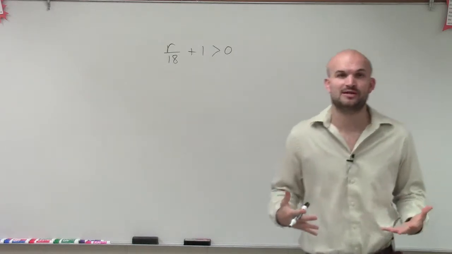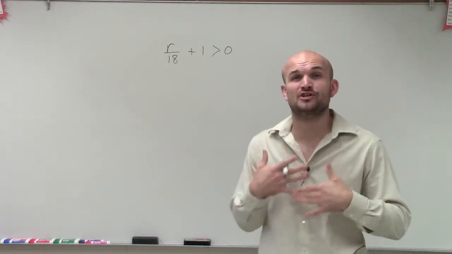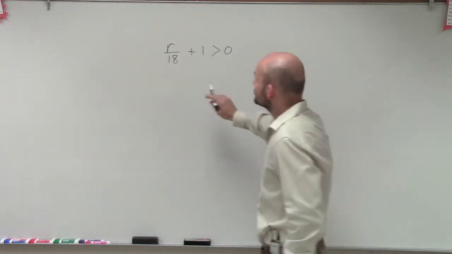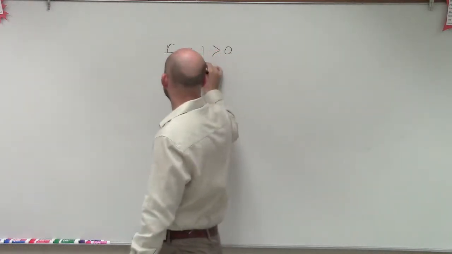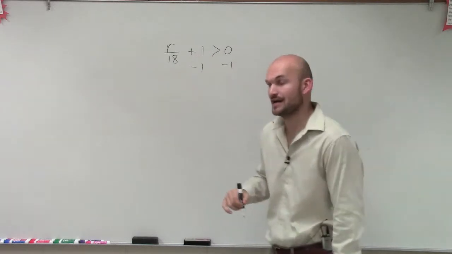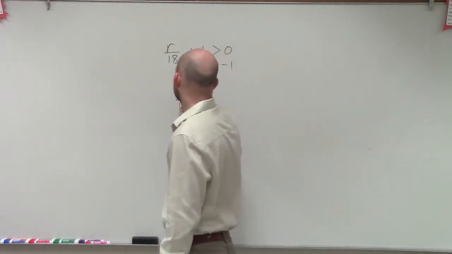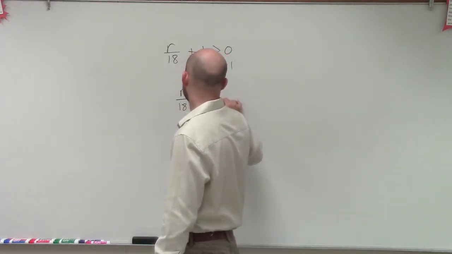Now when applying inverse operations, it's important that we always undo addition and subtraction first. So since I'm taking my variable and adding 1 to it, I am going to undo that addition by subtracting 1 on both sides. Then I'll have r over 18 is greater than negative 1.